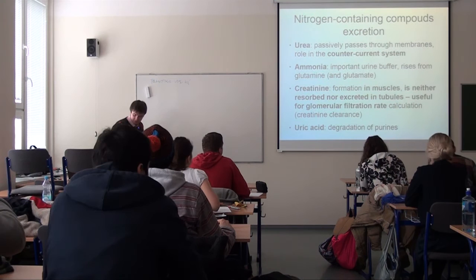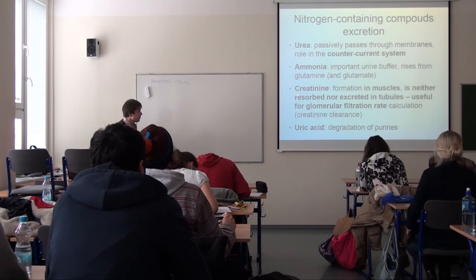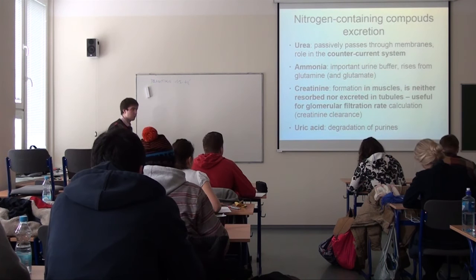And very important is the role of kidneys in excretion of nitrogen waste products. Here we have the four main nitrogen waste products. It means urea, pure ammonia, then creatinine, and uric acid.